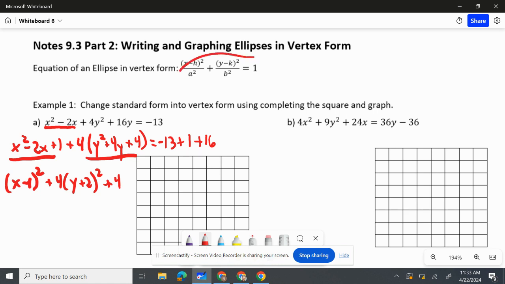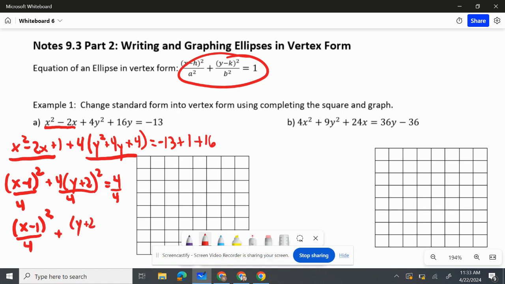Now, in vertex form, we set it equal to 1, so we are going to divide each side by 4. And what we have is (x minus 1) squared over 4 plus (y plus 2) squared over 1 equals 1.